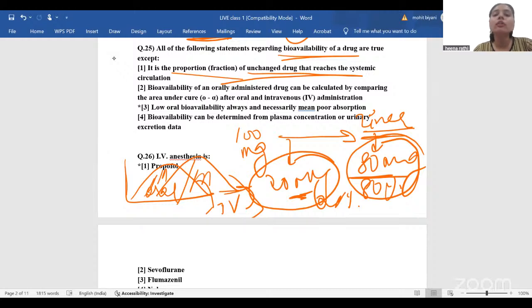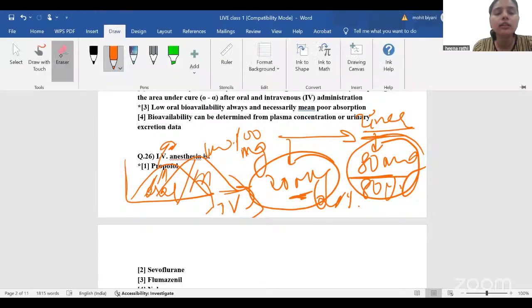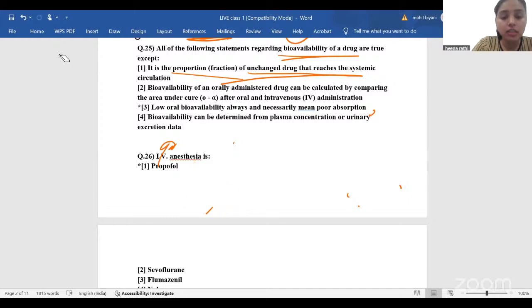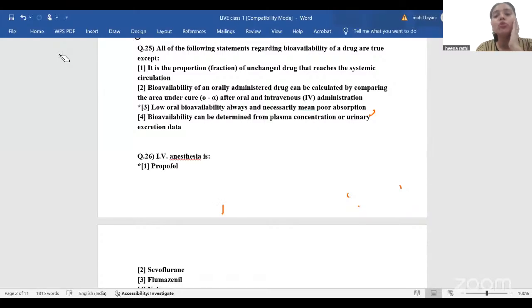If we want to calculate the bioavailability of the drug, it means 100% for the intravenous, and the amount of the drug which is present in the systemic circulation after taking it orally. If we plot a graph for this, in that graph we can see the area under the curve, and because of that we can calculate the bioavailability of the drug.